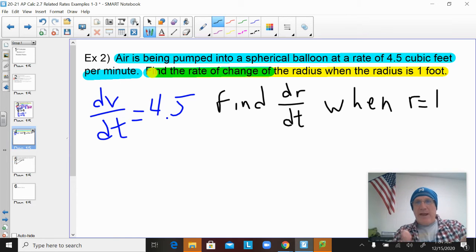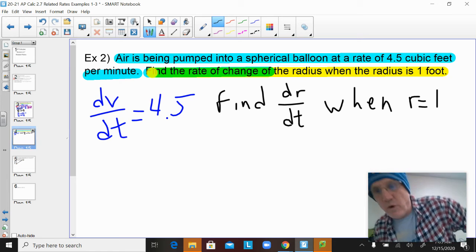I would argue that what I just wrote in my blue and black marker, if it had been given to you like that, looks like the problems you did yesterday, questions 1 through 4, where it said dx/dt equals this, find dy/dt when x equals. That's kind of how that format was. What was new here is I have to figure out an equation relating the volume and radius of a sphere.